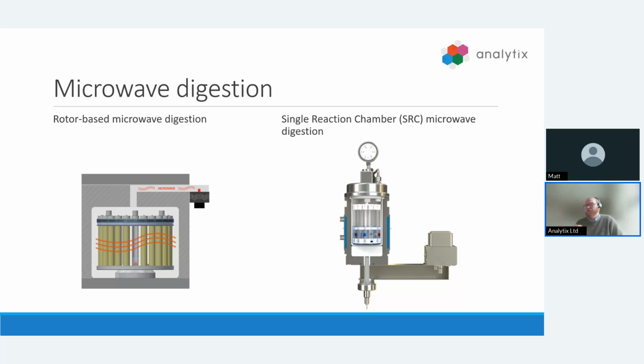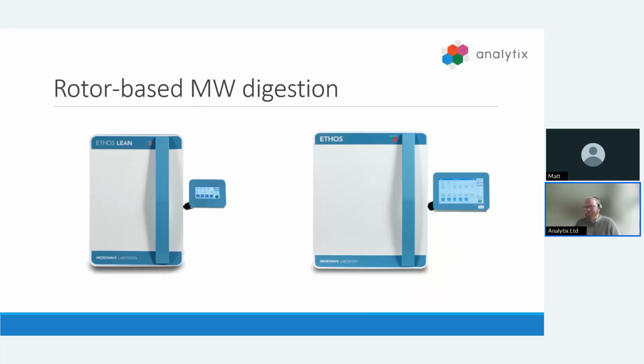With single reaction chamber technology, the digestions take place in simple two-part vials, which contain your sample and your acid, which are then placed into a pressurized PTFE-lined stainless steel reactor. This approach gives labs unmatched performance and productivity, which we'll explore throughout the webinar. For both of these approaches, we have a number of systems available to meet your requirements in the lab, so we will cover those in more detail.